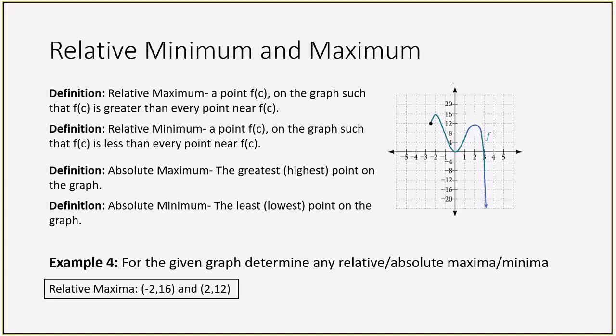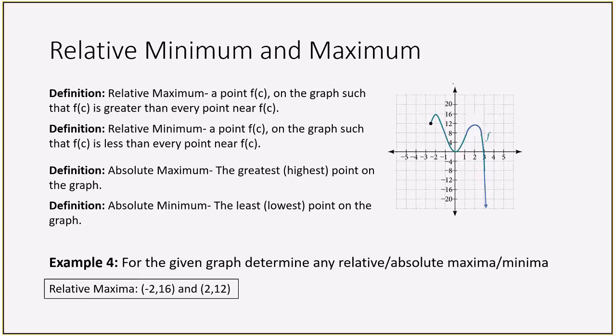Okay, so I do have the answer in front of me, but let's talk through it. Relative maximum for this graph is (-2, 16) and (2, 12). So if you're looking at the graph and looking at those points, the (-2, 16) is the top of the hill on the left side, and the (2, 12) is the top of the hill on the right side of the graph.